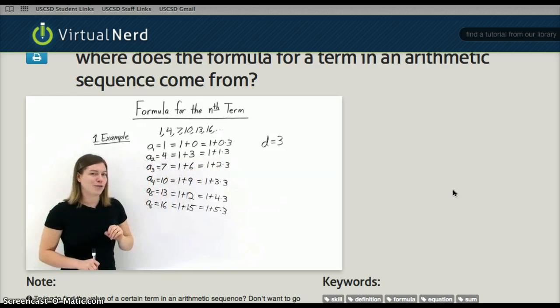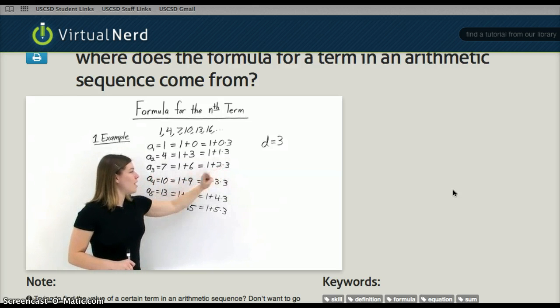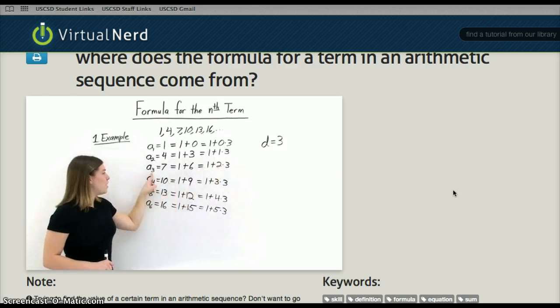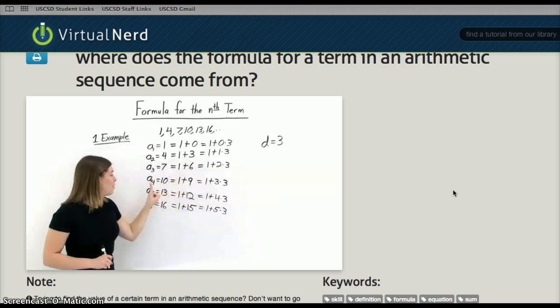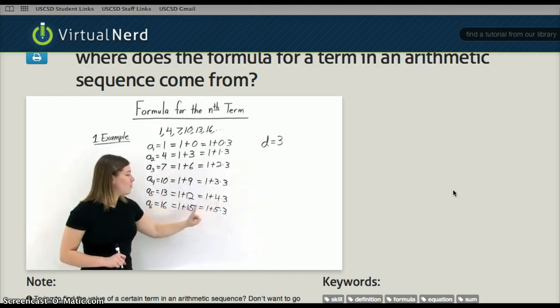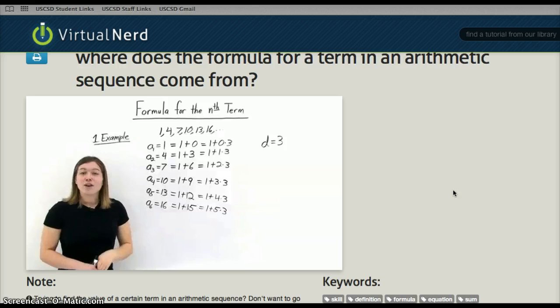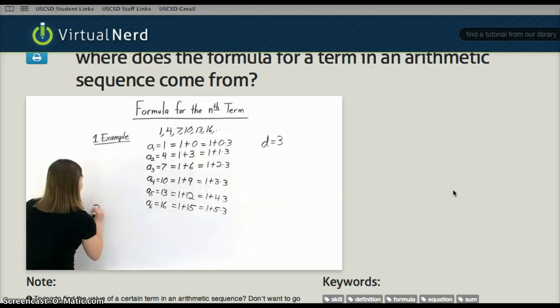Now let's see if that works for the other terms. A sub 3. We have 1 plus 2 times 3. To get 2, we take our index of 3 and subtract 1. 3 minus 1 is 2. 4 minus 1 is 3. 5 minus 1 is 4, and so on. So that's a pattern that will work. Let's put that into a formula.